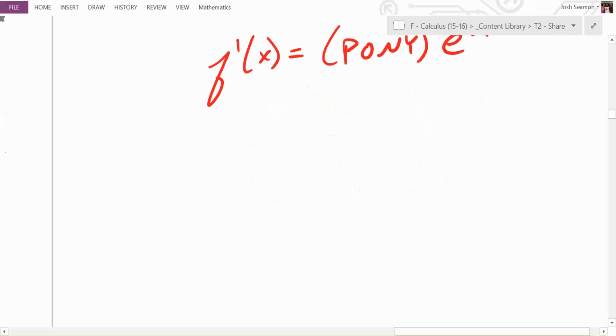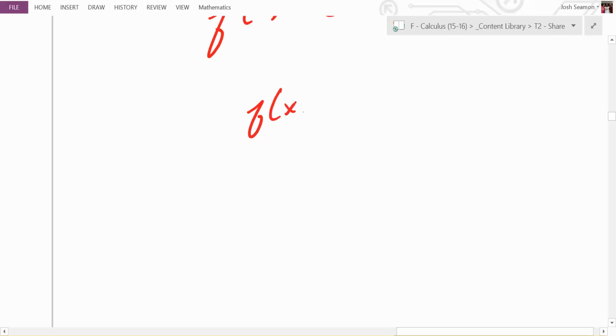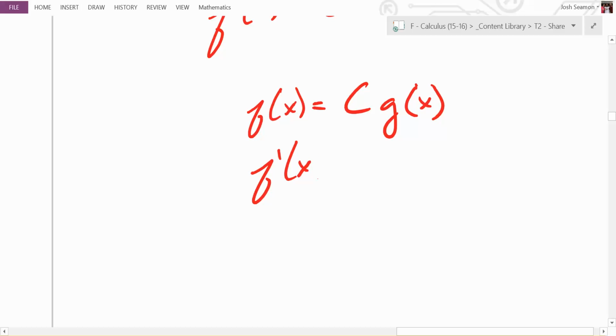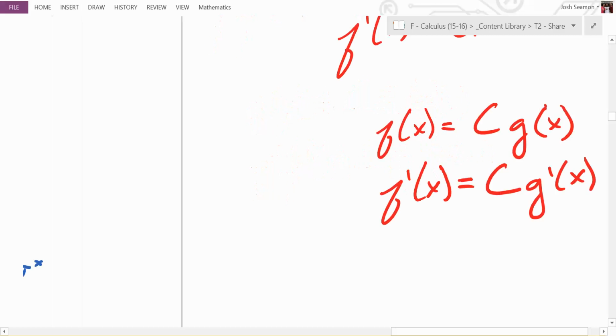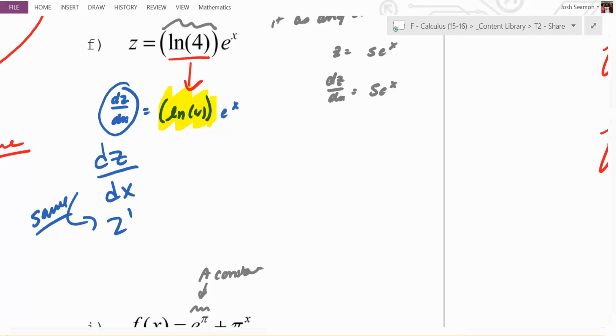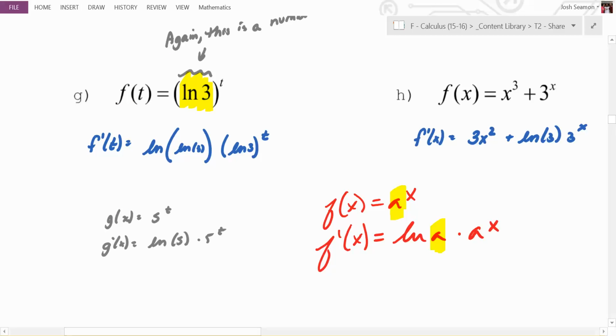That's it. Like if you have a function equals a constant times another function, what's f prime of x? The constant times g prime of x. But in this case, what is the derivative of e to the x? e to the x. It stays the same. So the derivative of anything times e to the x is the same. This right here is just a number. That's it. So what do you end up with? ln 3 times ln 3 to the t. That's all it is.